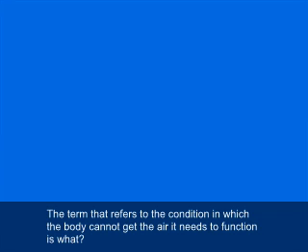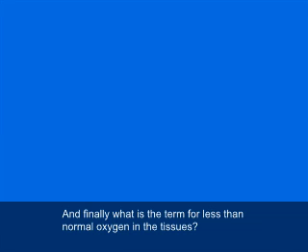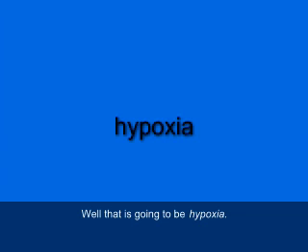The term that refers to the condition in which the body cannot get the air it needs to function is what? That's asphyxia, because we're talking about the condition itself. Asphyxia. A-S-P-H-Y-X-I-A. And finally, what is the term for less than normal oxygen in the tissues? Well, that's going to be hypoxia, H-Y-P-O-X-I-A, hypoxia.